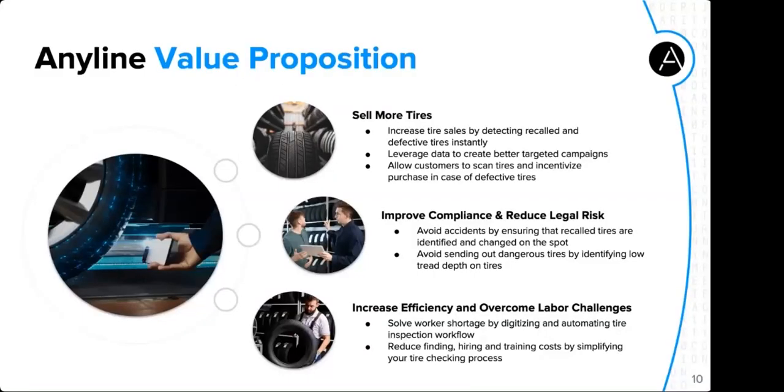So in a nutshell, what Anyline can help you with is, number one, help you sell more tires if you're in that business. We do that by detecting recalled tires, but also defective tires instantly. You can leverage that data then to create better targeted campaigns. And a point that I really like is now you can also allow your customers to scan the tires wherever they are. So with the SDK, you can integrate that into your app or your website and just ask your customers to scan their tires. And then, for example, if there's a problem with the tire, you can say, hey, by the way, we'll give you a 20% discount if you change your tire at our place.